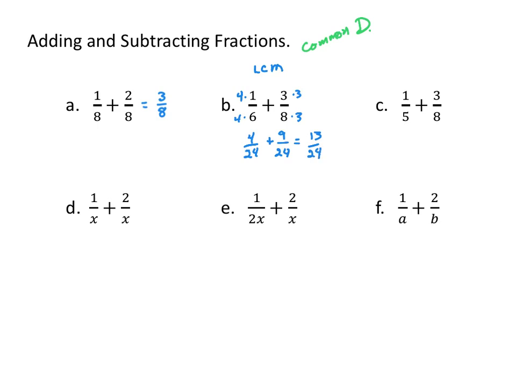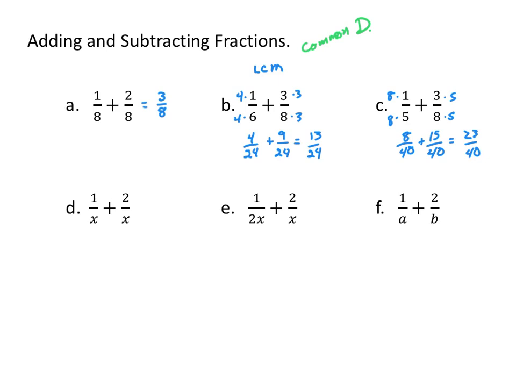Sometimes the least common denominator is what you get when you just multiply them together. 5 and 8 have no common factors, so we can just multiply 8 on that one and 5 on this one. So this is going to be 8 over 40 plus 15 over 40. 8 plus 15 is 23 over 40.